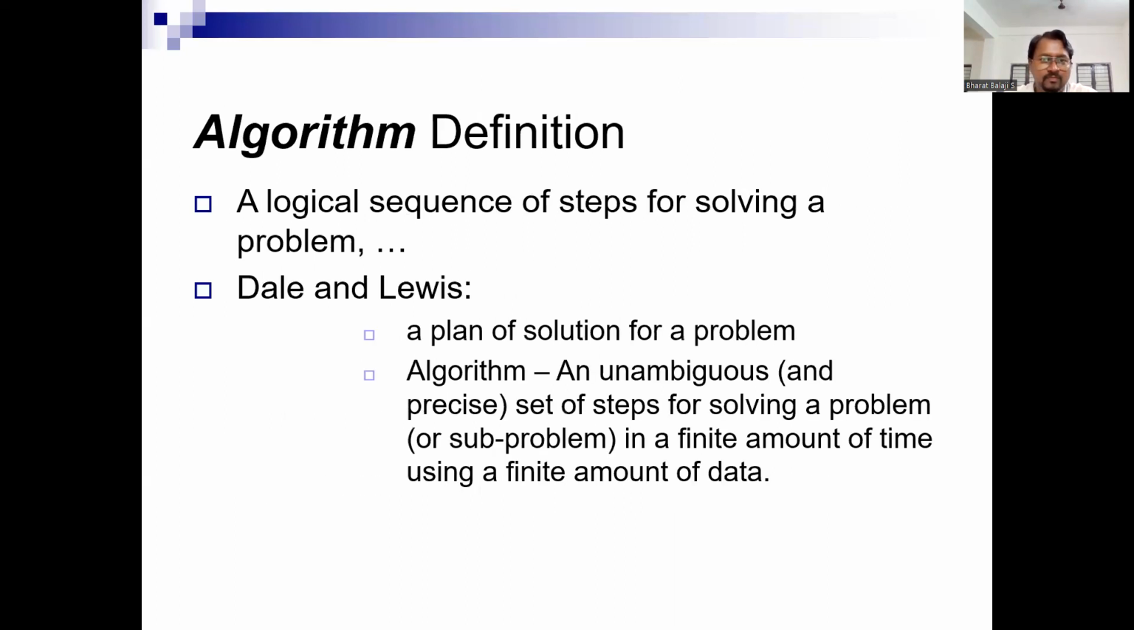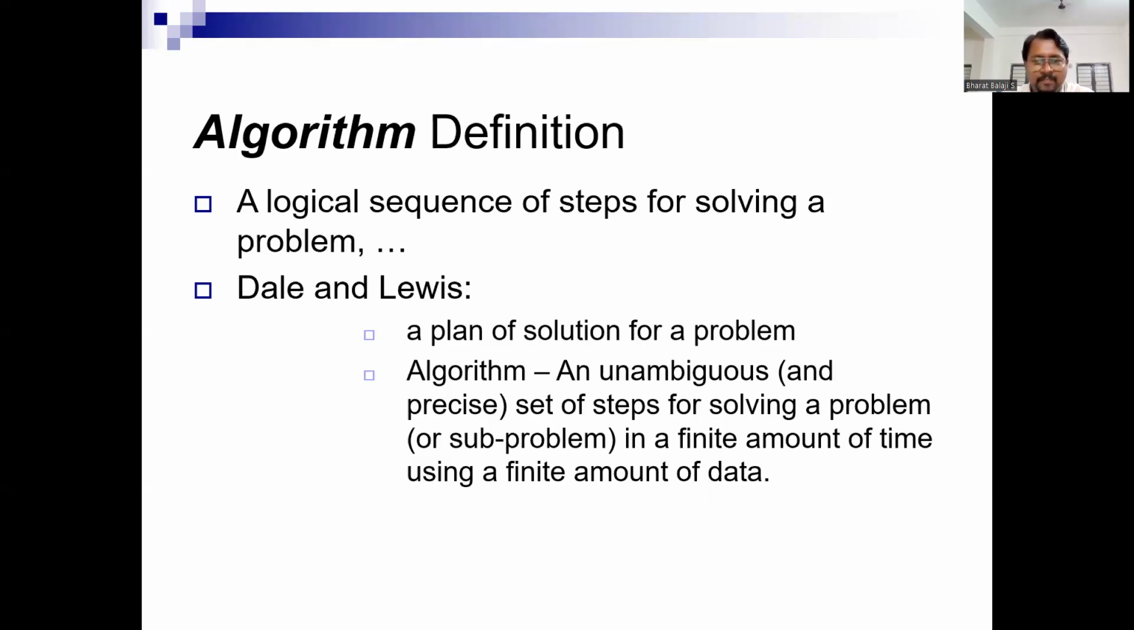Coming to the definition of an algorithm: a logical sequence of steps for solving a problem is a common definition for an algorithm. That means a generalized definition. According to Dale and Lewis, scientists, the definition for an algorithm is a plan of solution for a problem.